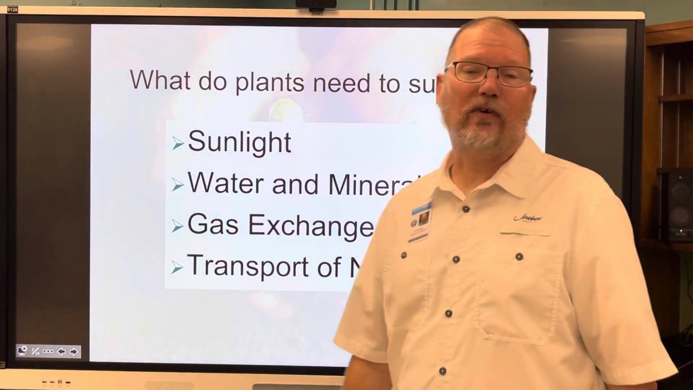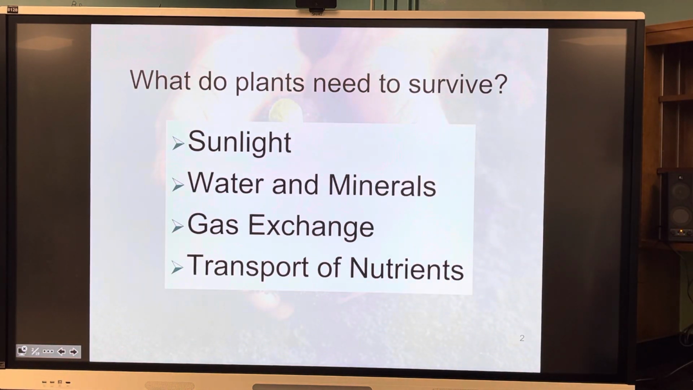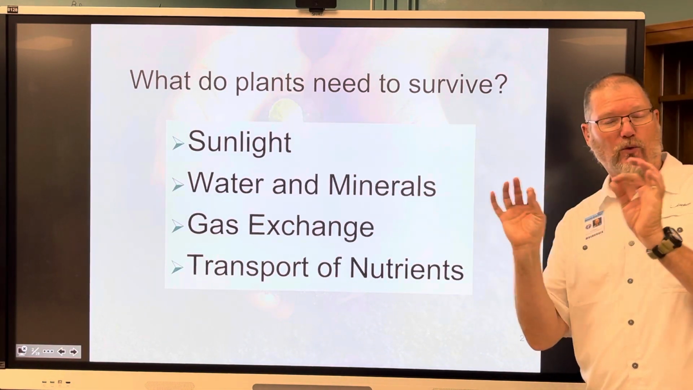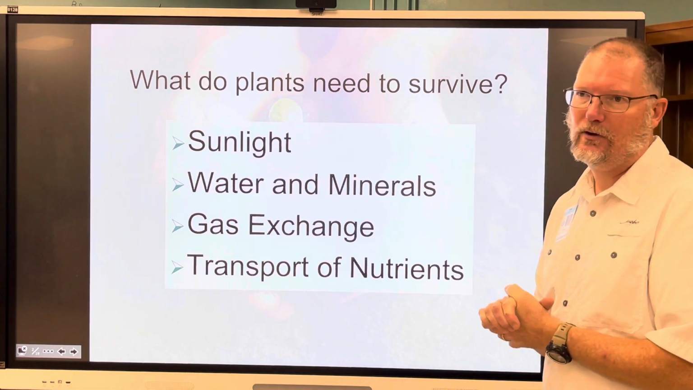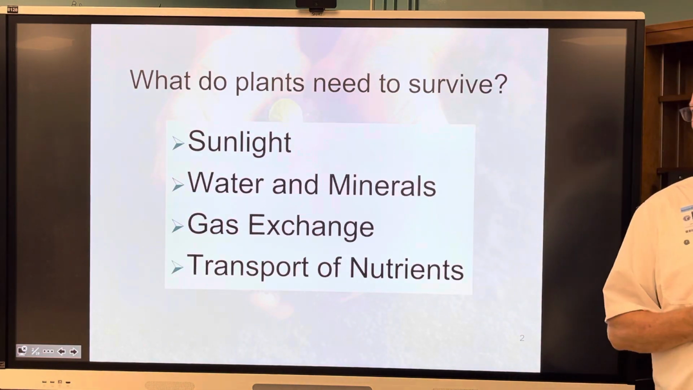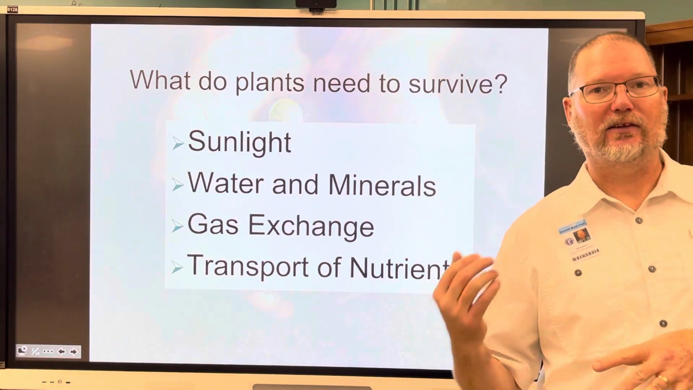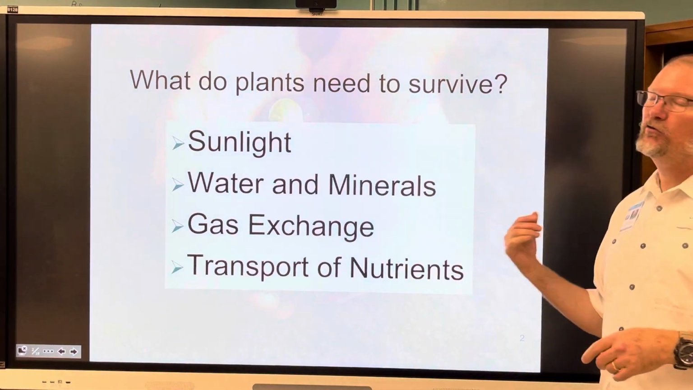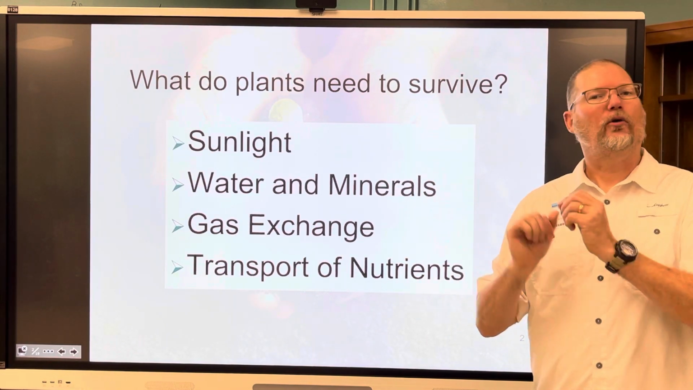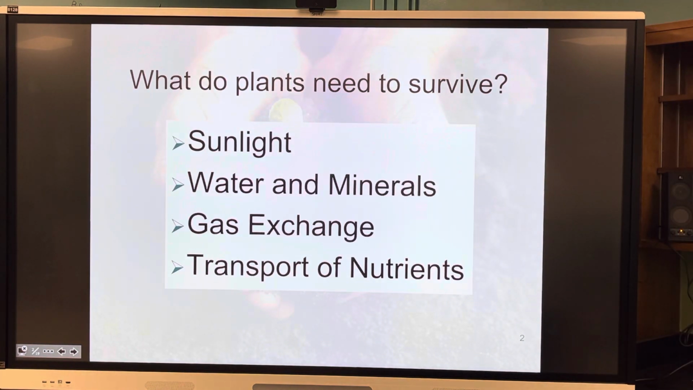What do plants need to survive? Pretty simple. At this point, you should kind of sort of know because of all the cellular respiration and photosynthesis equations and things we've been working on over the past while, okay? So sunlight, water, and minerals, gas exchange. They need gases in their roots and their leaves, and transporting those nutrients, those minerals, that they get and make to different parts of the plant. So those are all the things that plants need, okay?